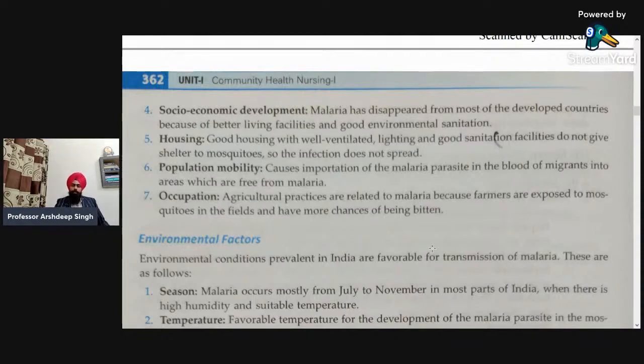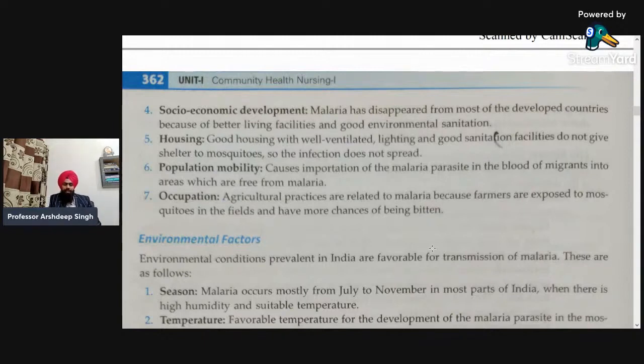Next is population mobility. It causes importation of the malaria parasite in the blood of the migrants into areas which are free from malaria. So when there is a migration of the population from one area to another, this might bring a number of cases to that location where this disease was not occurring before the migration. So migration of one population to another can put the other population, which was totally free from that type of infection, at risk.